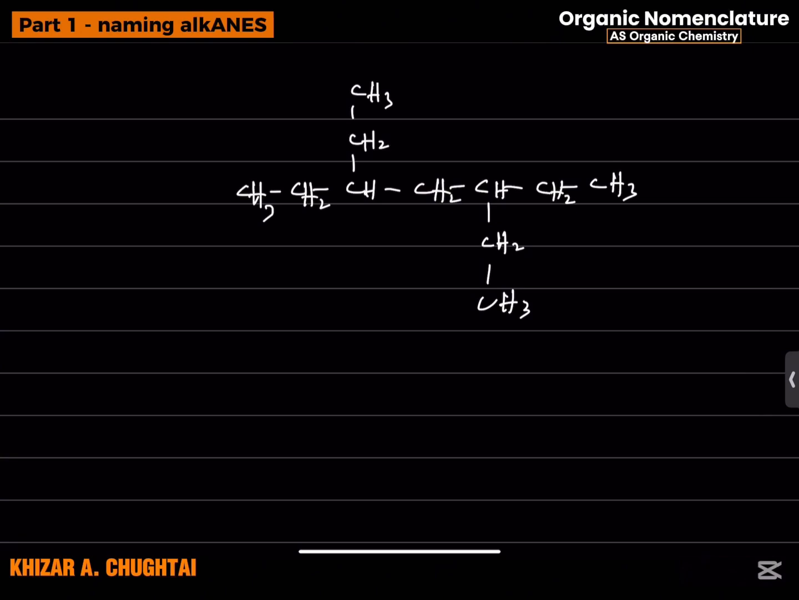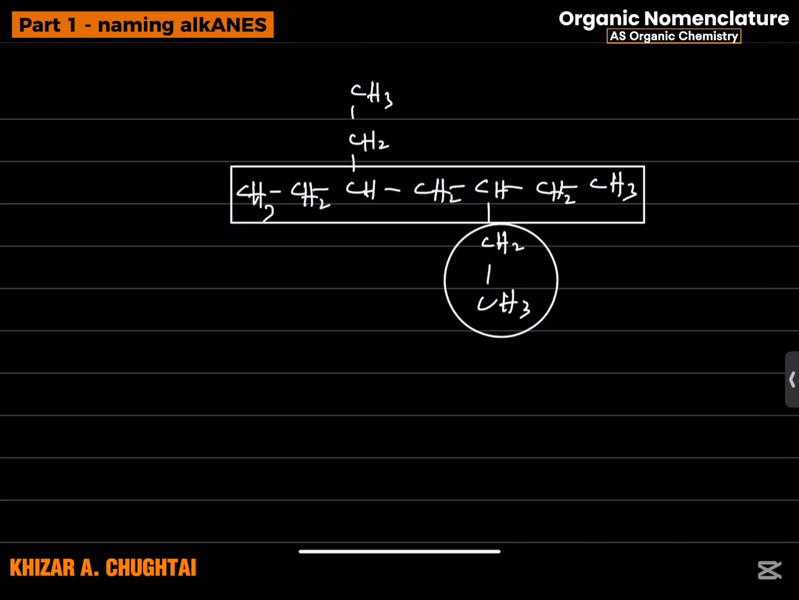3,3. No. How many carbons are in the longest chain? 1, 2, 3, 4, 5, 6, 7. One branch is lying over here. One branch is lying over here. Both branches are ethyl. From where to start numbering? From anywhere. 1, 2, 3, 4, 5.